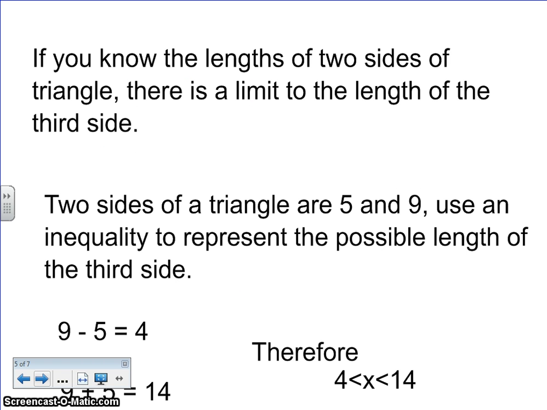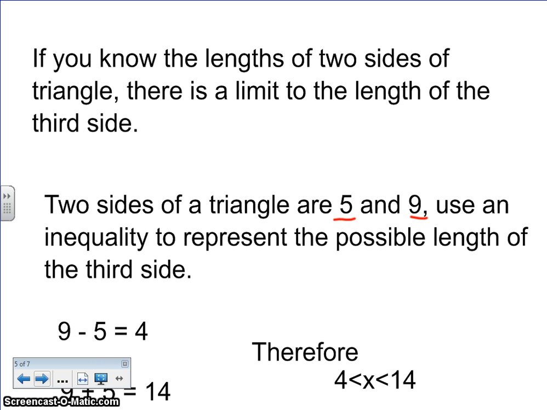All right, the other thing that you need to know about basic triangles is that there's a range on the third side if you know two of the sides. We'll take a look at this example right here. It says two sides of a triangle are 5 and 9. Use an inequality to represent the possible lengths of the third side.